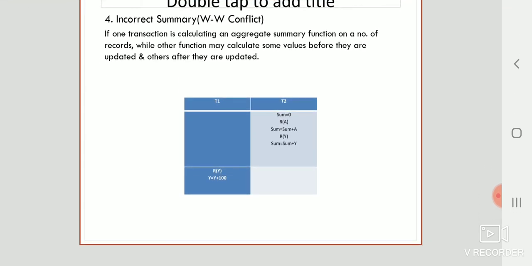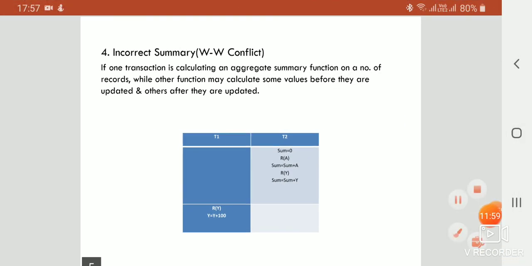So these are the four types of inconsistency that occur in concurrent execution. We have seen the advantages as well as the disadvantages. Thank you.